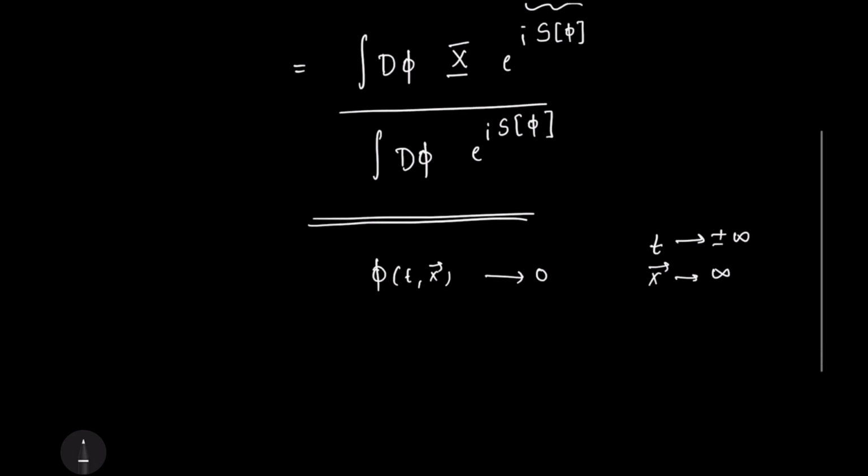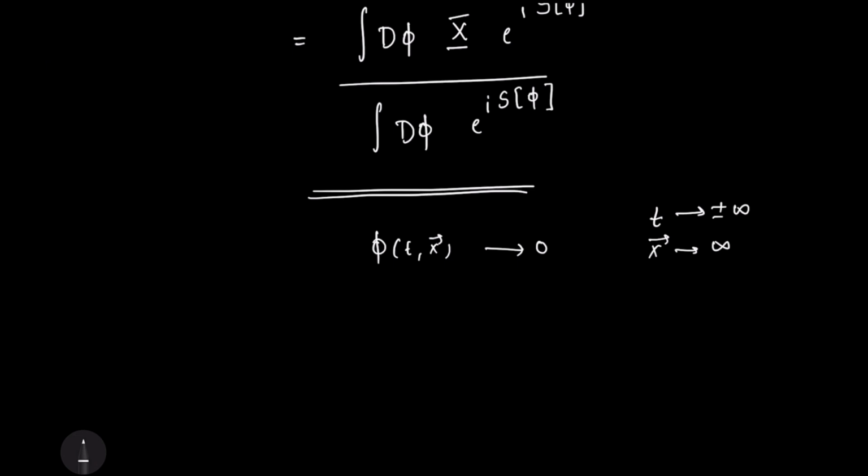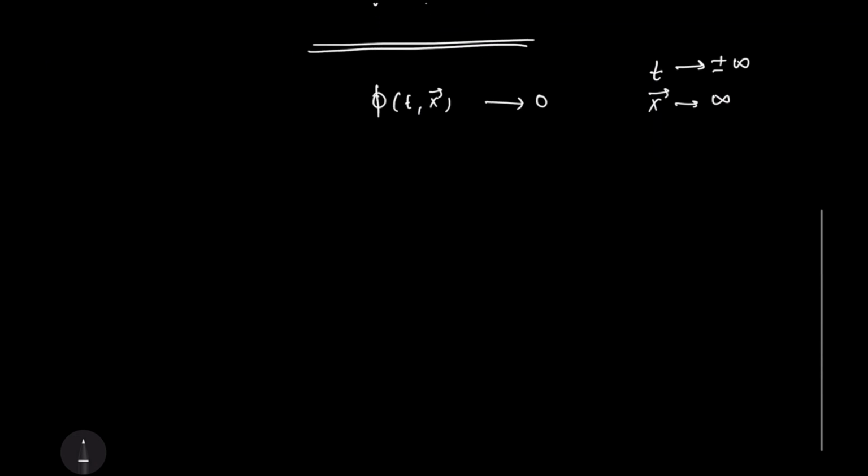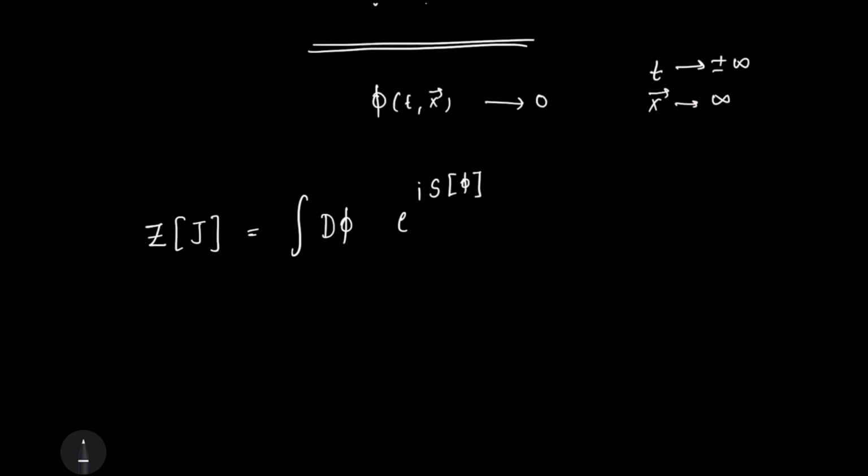The generating functional in quantum field theory is defined as Z of J is equal to the integral d phi e raised to i S, where S is the action, which is a function of phi, plus i integral d^4x J of x phi of x.